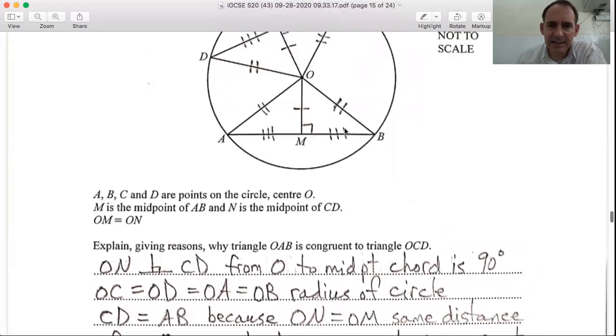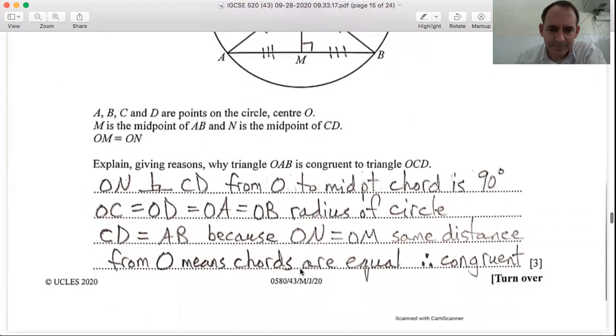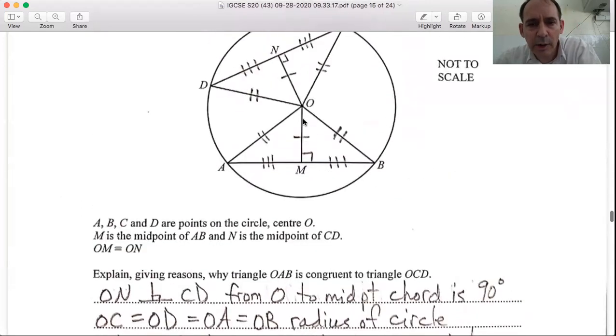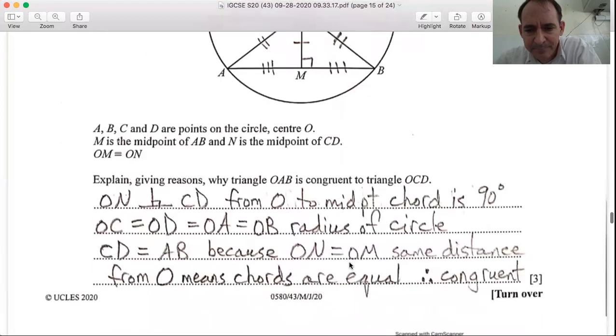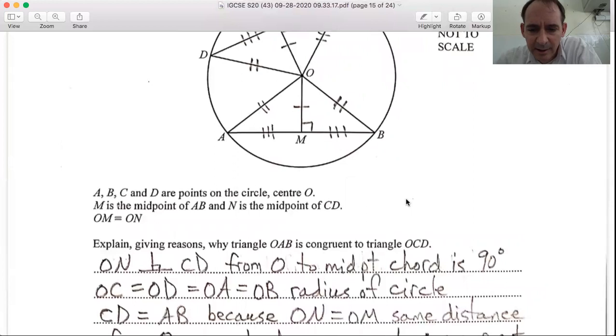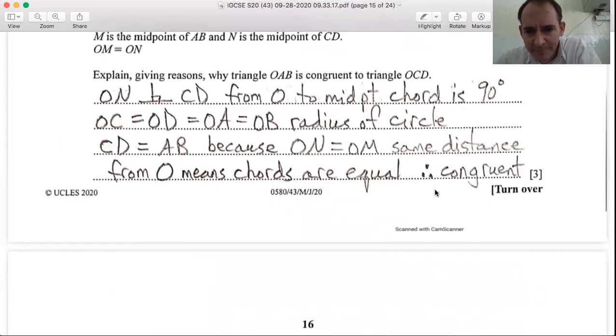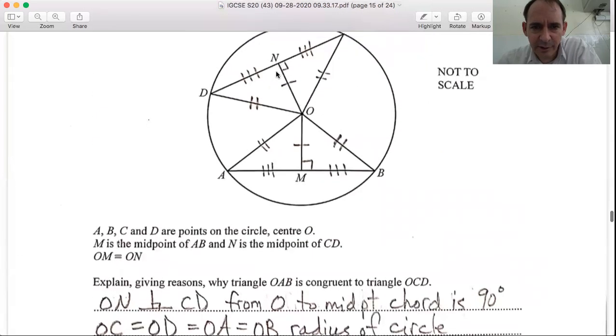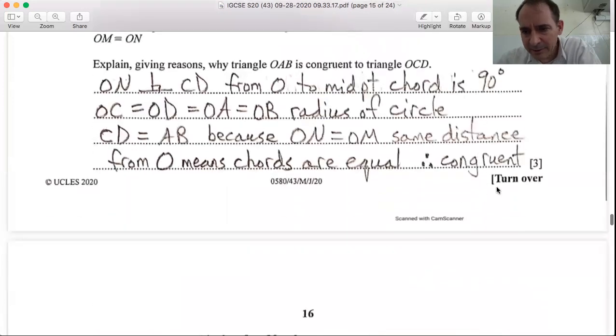And then CD is equal to AB because ON is equal to OM, meaning it's the same distance away from the origin. And therefore, that means the chords are equal. Therefore, these two triangles are congruent. Because these chords are equal and they're cut in half, you can see here the 1s, 2s, and 3s as far as the hash marks of what's equal to what, and therefore congruent.